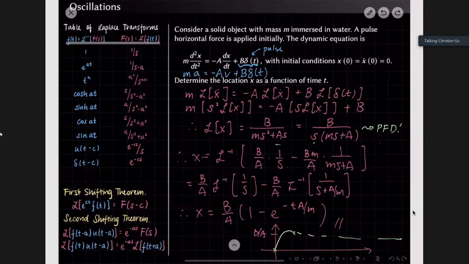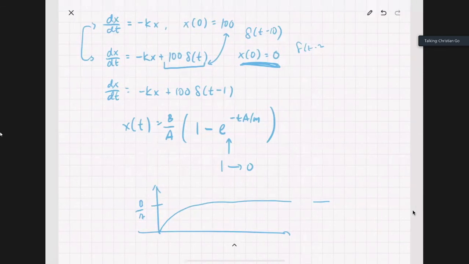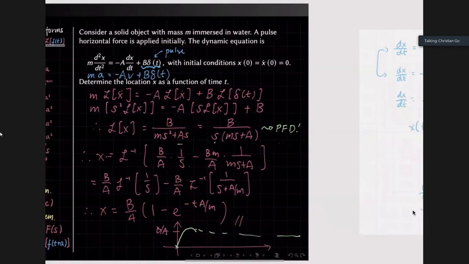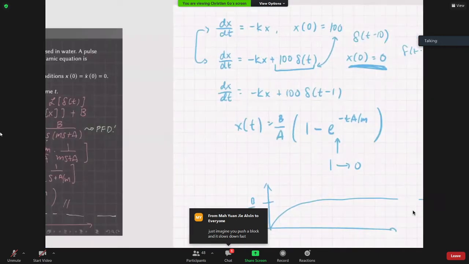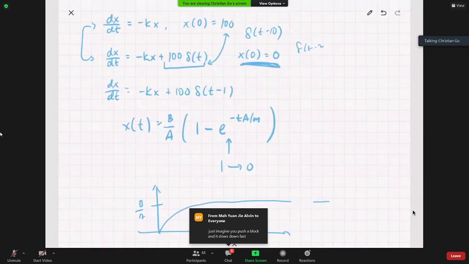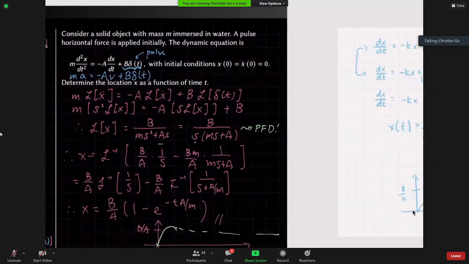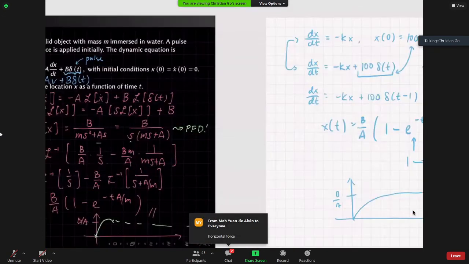Yeah, so it's not an oscillator. It's closer to maybe it's not immersed in, oh, but if it's water, then it would make sense to make the object slow down. Yeah, so you push a block and it slows down fast. But the thing is, we're measuring position with respect to the origin.